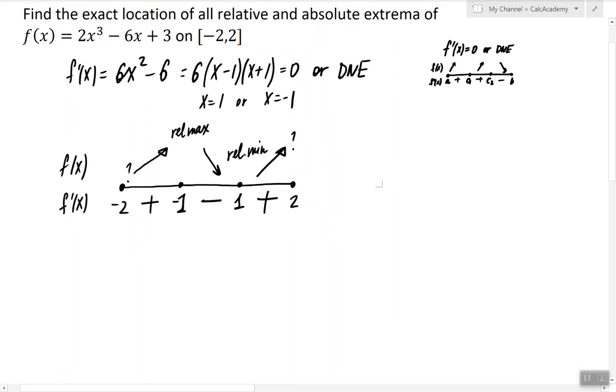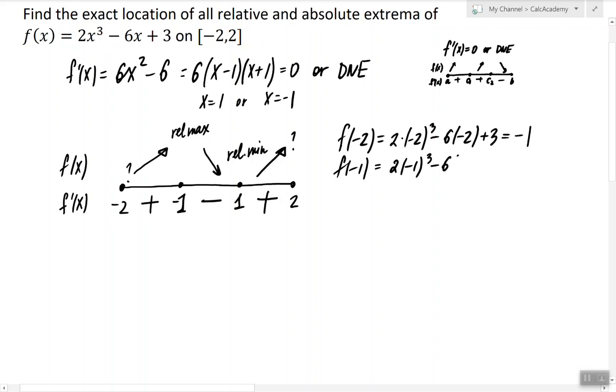So f of -2 is 2 times -2 cubed minus 6 times -2 plus 3, which is -16 plus 12, which is -4. -4 plus 3 is -1. f of -1 is 2 times -1 cubed minus 6 times -1 plus 3. It's -2 plus 6, which is 4.